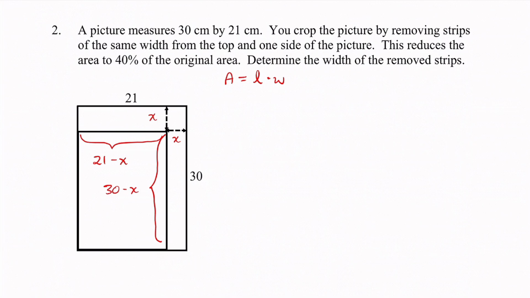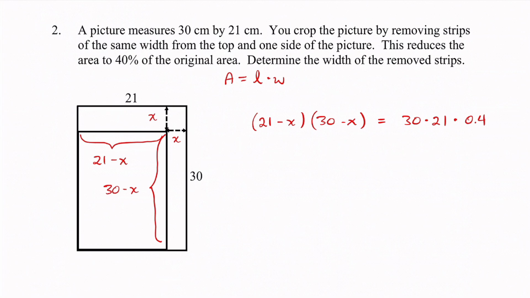So if I wanted to find the area of that smaller rectangle, it would be 21 minus x times 30 minus x. Okay, now that area has to be equal to 40% of the original area. So the original area was 30 by 21, but it's only going to be 40% of that. So we're going to times by 40%, and 40% is just 0.4, 40 out of 100.